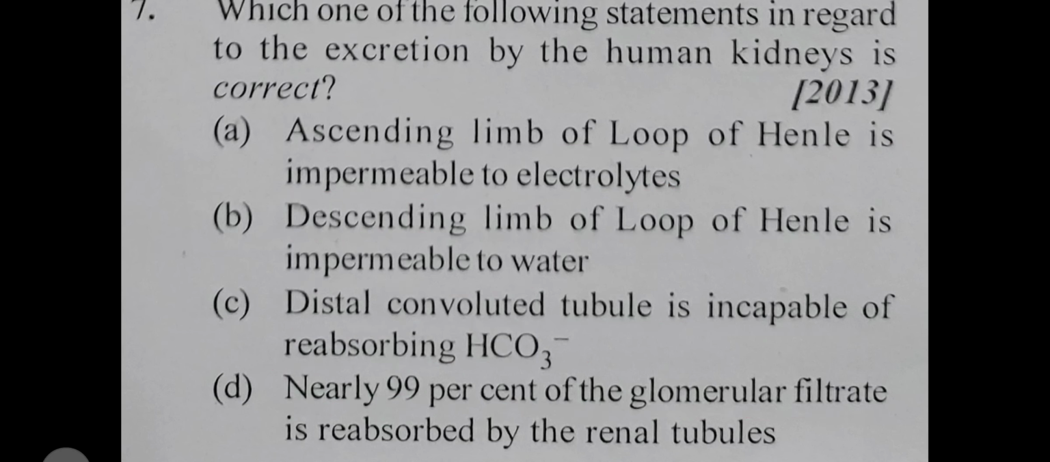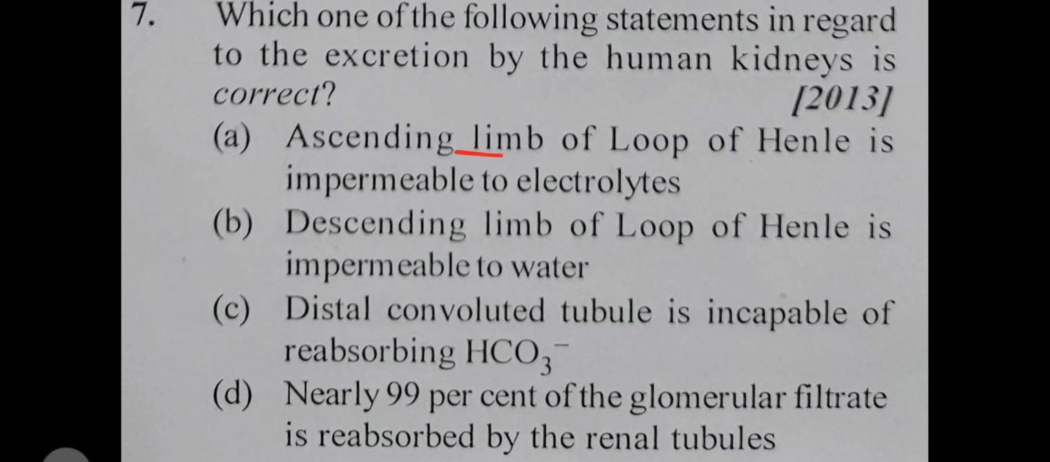Coming to the first option, the ascending limb of loop of Henle is impermeable to electrolytes. The statement is false. The ascending limb of loop of Henle is impermeable to water, not electrolytes. It is impermeable to water and permeable to electrolytes. In the second option, the descending limb of loop of Henle is impermeable to water. They are permeable to water, but impermeable to electrolytes. So both the statements given are wrong.